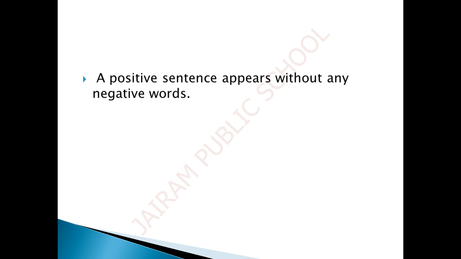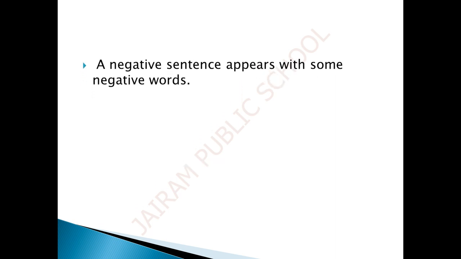A positive sentence appears without any negative words. For example, I know to bake a cake. Do you find any negative word in the sentence? Exactly no. What are all the negative words, my dear children? Like no, not, none. These are all the negative words. A positive sentence tells us an information without any negative word, which is called a positive sentence. Here the sentence is exactly positive sentence because we find no negative word in the sentence. I know to bake a cake.